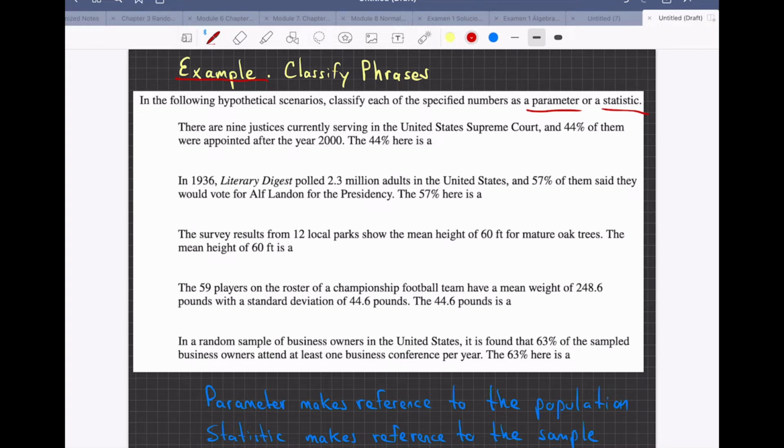All right. The first case says there are 9 justices currently serving in the United States Supreme Court, and 44% of them were appointed after the year 2000. The 44% here is a what? Well, in this case, I think we can think of the 9 justices as the population of the persons on the Supreme Court. So in this case, the 44% would be a parameter.